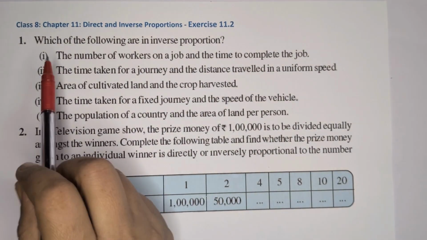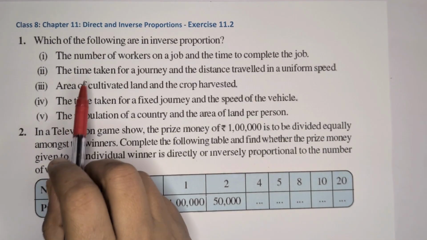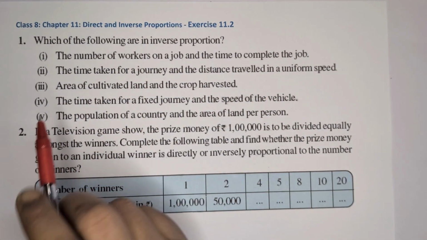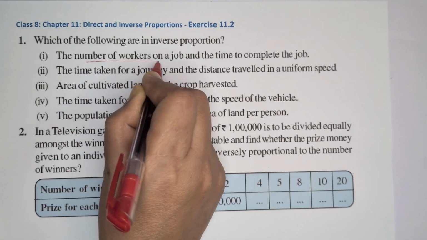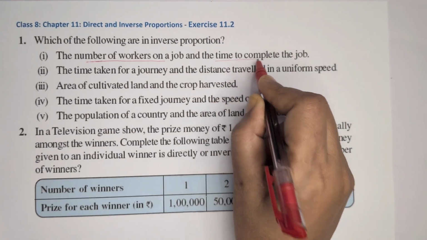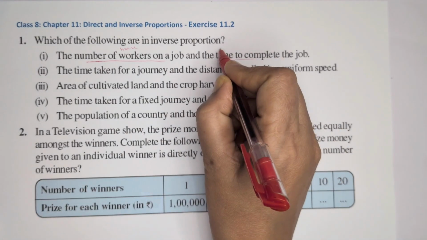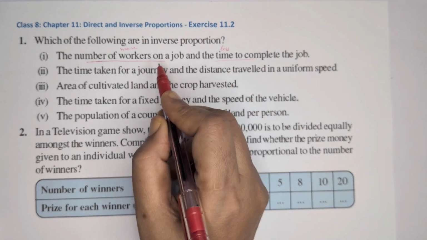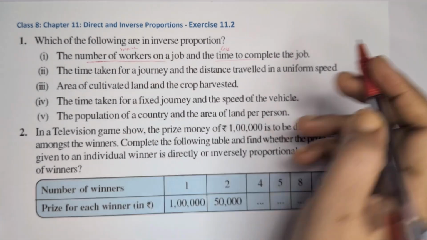Second exercise. Which of the following are inverse proportion? First one, the number of workers on a job and the time to complete the job. Here we know that with more workers there is less time. More workers, then less time. Less workers, more time. It is inversely connected. So we can write that it is inverse proportion.